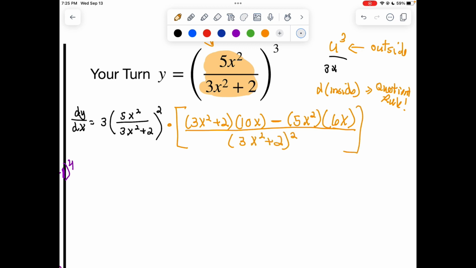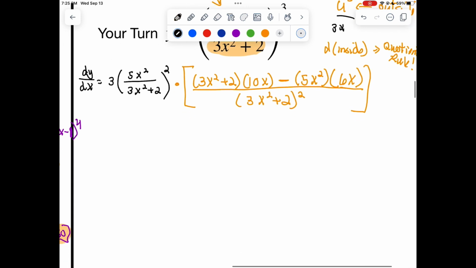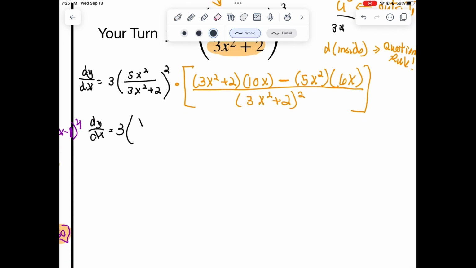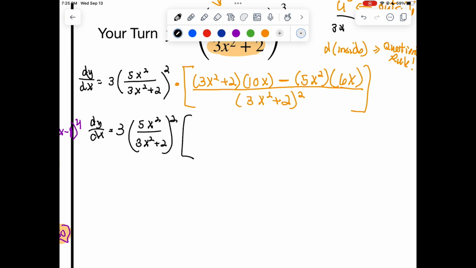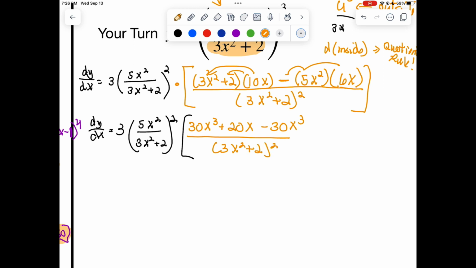All right, so again, let's start with simplifying down the bracket. Okay, on the top, we can distribute that 10x to the 3x squared and to the 2 to get a 30x cubed plus a 20x. And then we can distribute the negative and the 5x squared to the 6x. Multiplying that together, we get negative 30x cubed, all over our denominator of 3x squared plus 2 quantity squared.